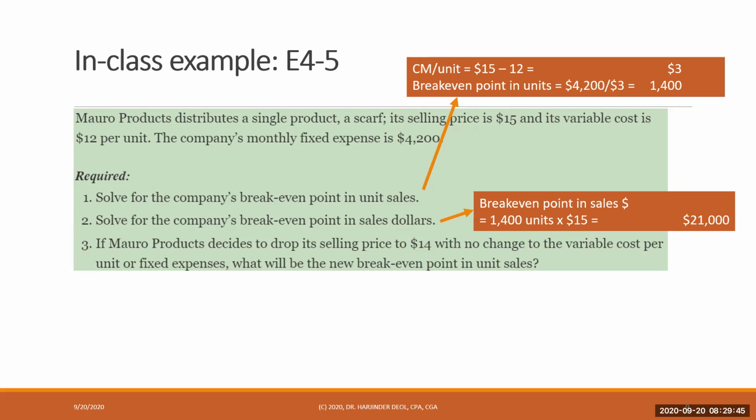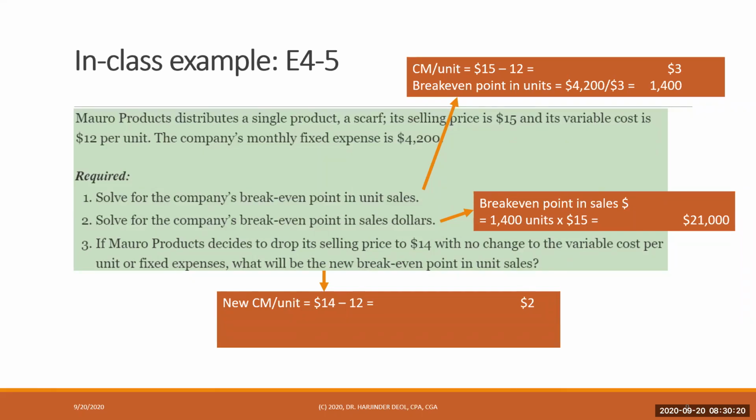Part 3, if Mauro Products decides to drop its selling price to $14 with no change to the variable cost per unit or fixed costs, what will the new break-even point in unit sales be? So this is taking a look at a change in the selling price. If the selling price goes down to $14 with the variable costs and the fixed costs remaining constant, that is going to have an impact on the break-even point. Why? Because now, if the selling price is lower, the contribution margin per unit will be $2.